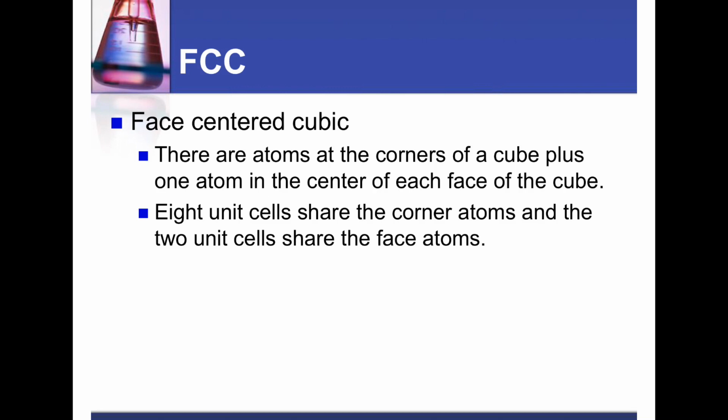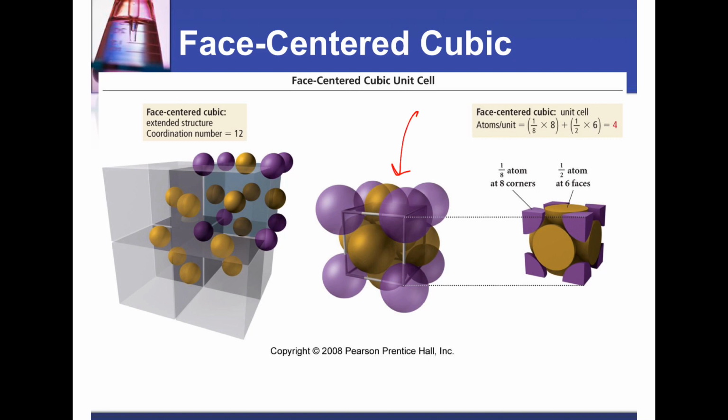Okay, the last type of cubic cell that I want to talk about in this chapter is the face-centered cubic. In the face-centered cubic, there are atoms at the corners of the cube, just like there are for the simple cubic and the body-centered cubic. But in a face-centered cubic, there's also 1 atom in the center of each face of the cube. And when we look at that structure, it looks like this.